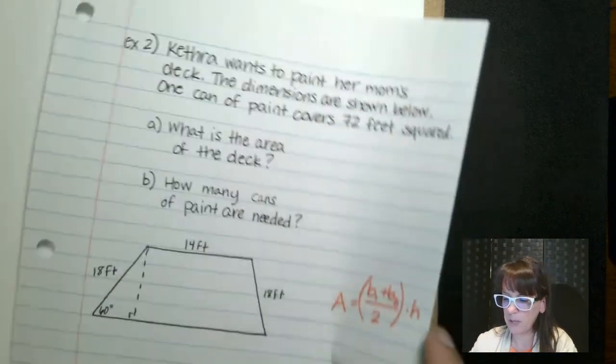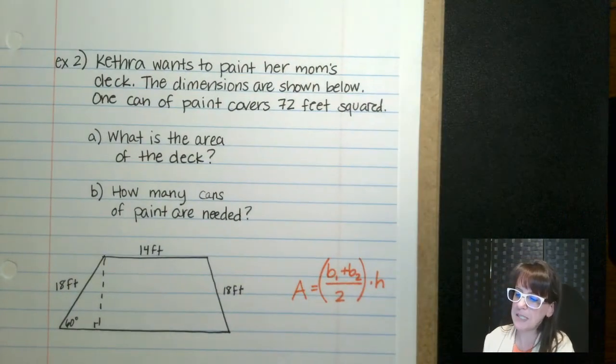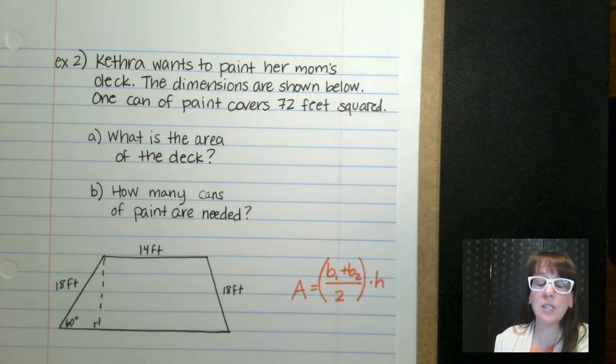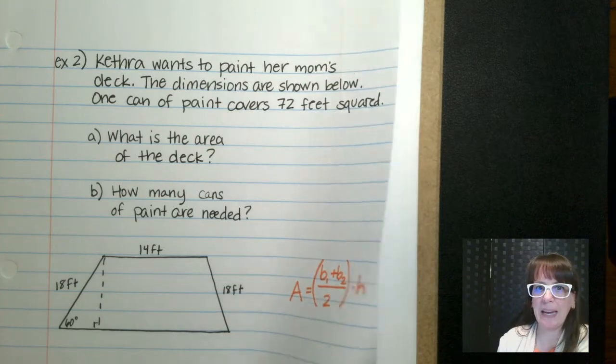All right, so we've got example 2. Kethra wants to paint her mom's deck. The dimensions are shown below. One can of paint covers 72 feet squared. What is the area of the deck and how many cans of paint are needed?